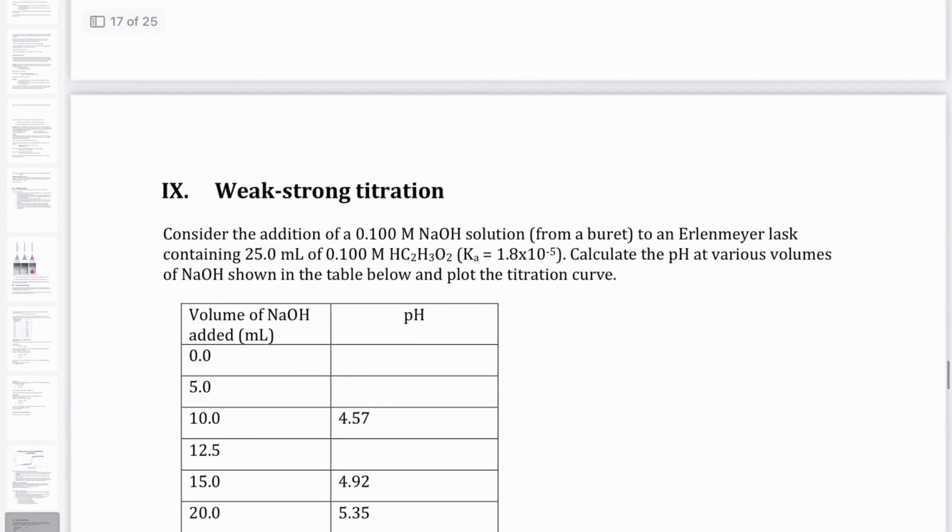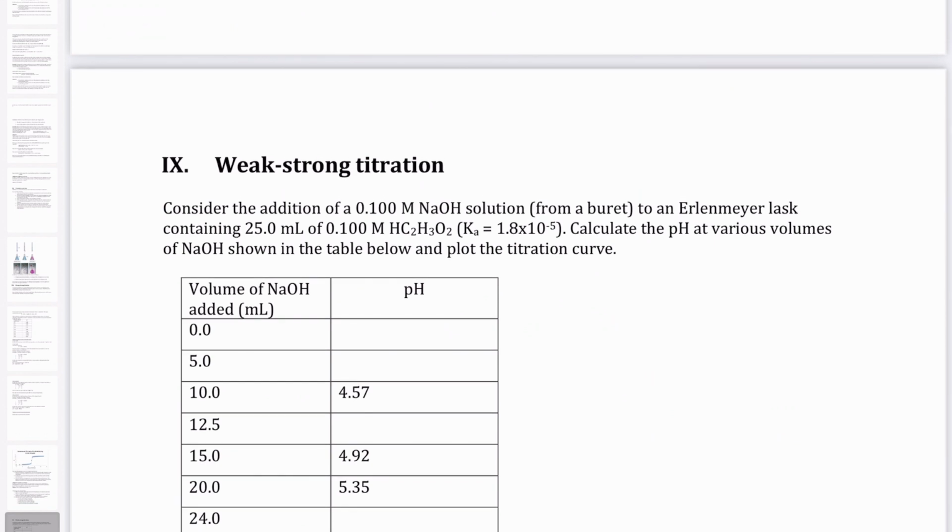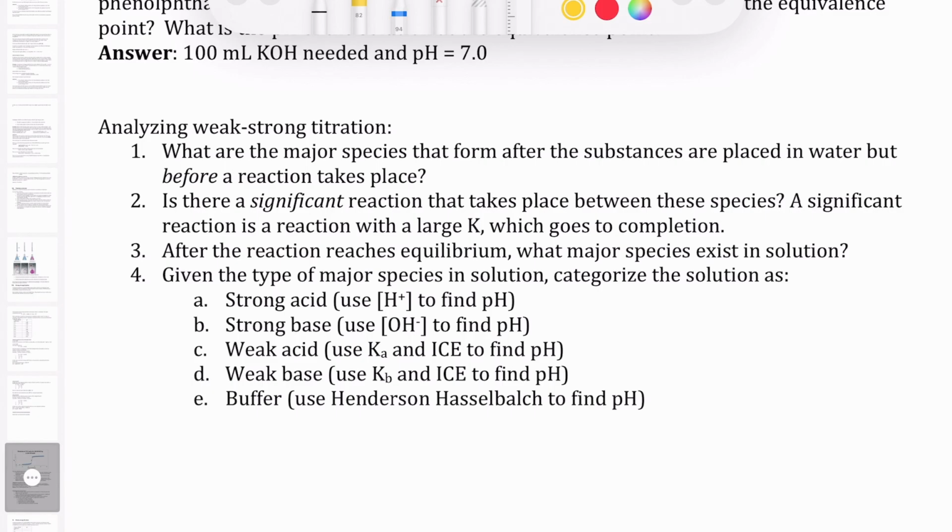Okay, so now we're going to get into the more complex calculation of a weak-strong titration. Before we actually do the calculation, it's useful to analyze the important conceptual ideas that we want to use. Step number one is to analyze any major species that are present after you place the substance in water, but before a reaction takes place.